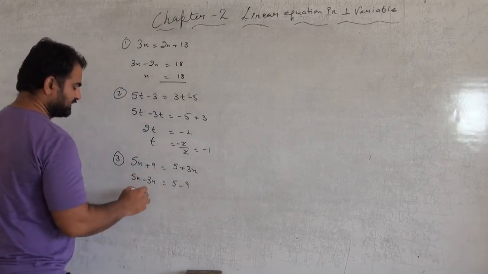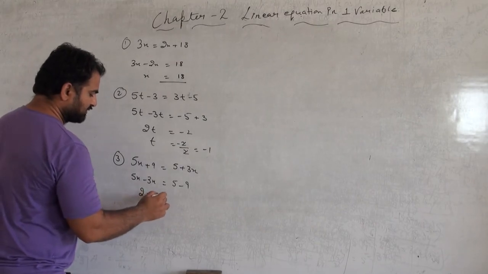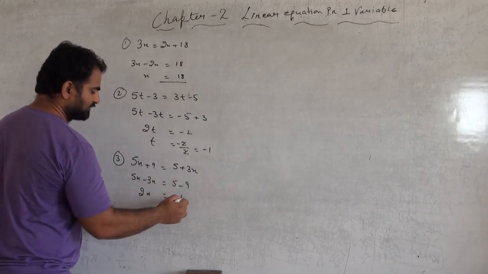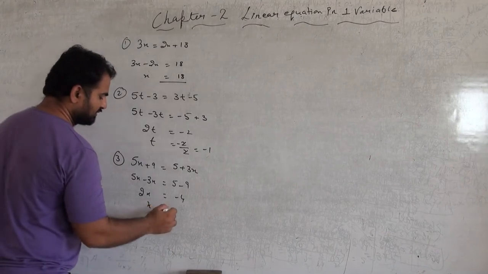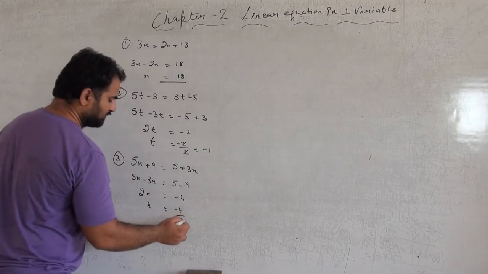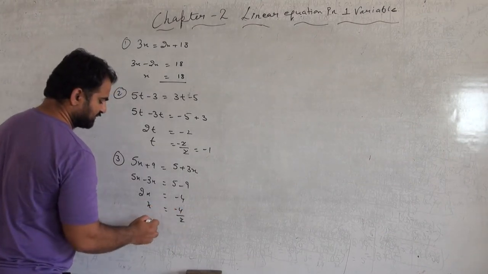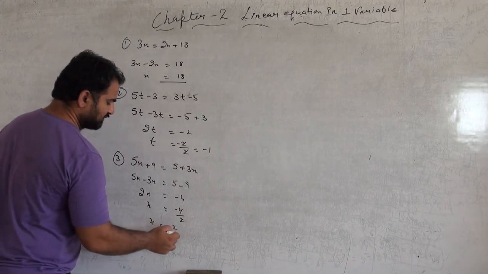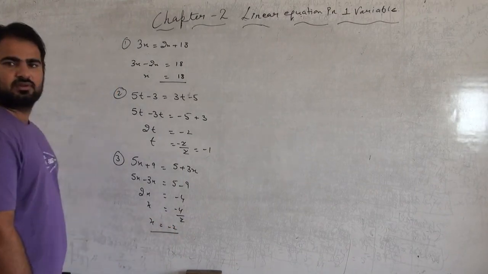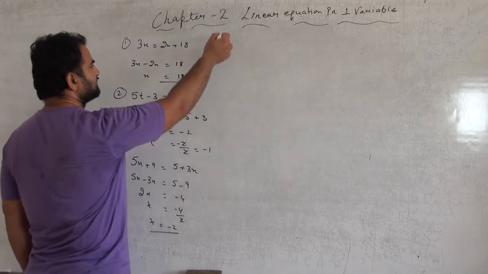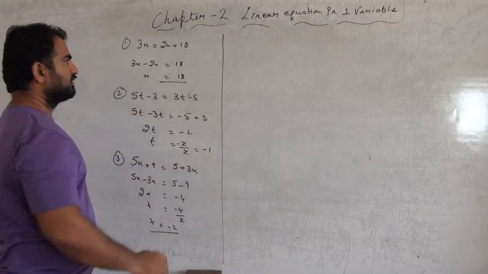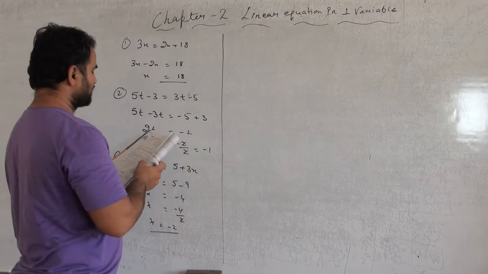So 5x minus 3x is 2x, and 5 minus 9 is minus 4. X will be minus 4 upon 2, and minus 4 upon 2 is minus 2. Okay. Next is question number 4.